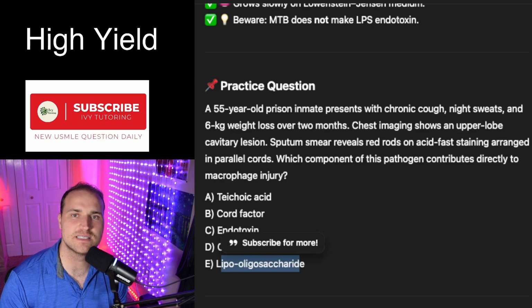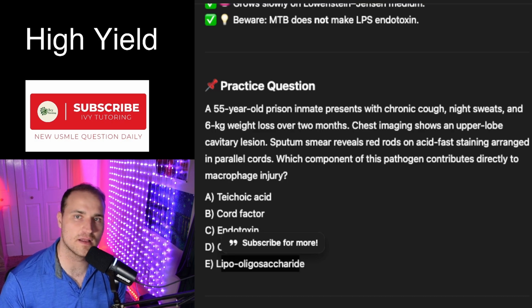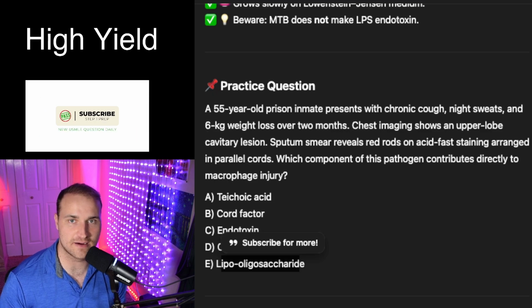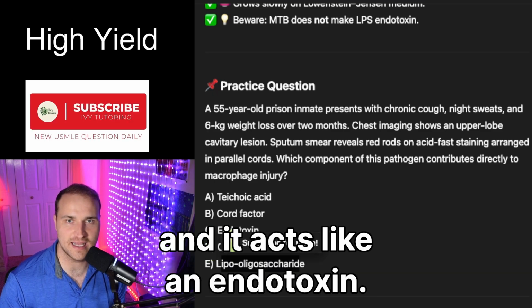Is going to be Neisseria species. So the lipo-oligosaccharide is the buzzword for Neisseria because Neisseria lacks a full-length O antigen on their outer membrane. And so instead of a lipopolysaccharide, they have a lipo-oligosaccharide. And it's a shorter variant. And these oligosaccharides, they're highly immunogenic, and it acts like an endotoxin.